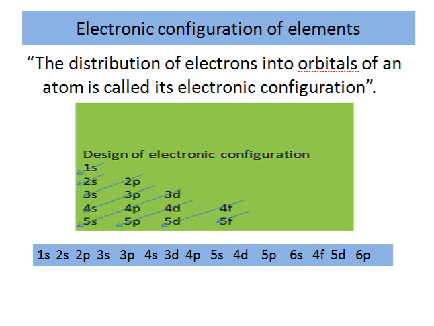Then the total electrons present on an atom are distributed in a particular design into orbitals of an atom, which is called the electronic configuration.